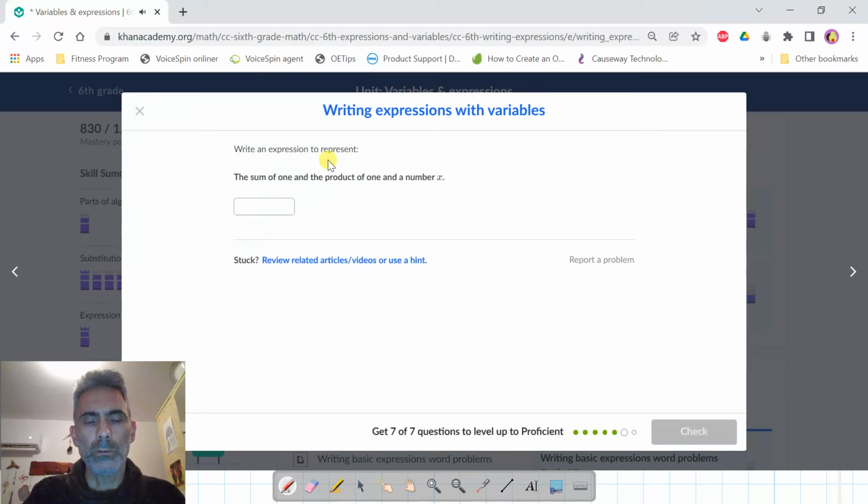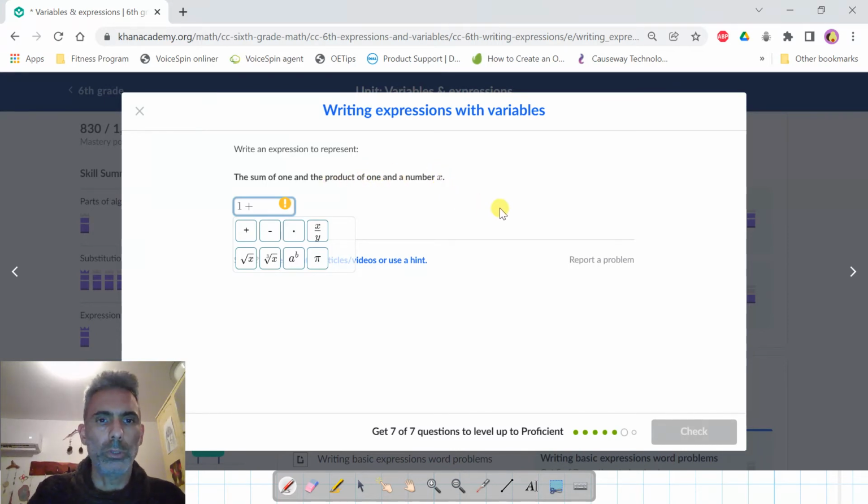Write an expression to represent the sum of 1 and the product of 1 and the number x. So the product of 1 and the number x is 1x, or simply x. So 1 plus x.